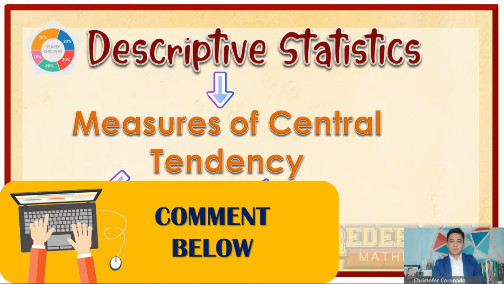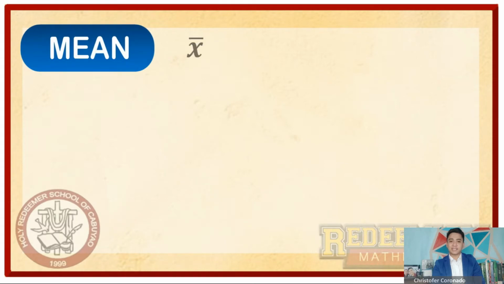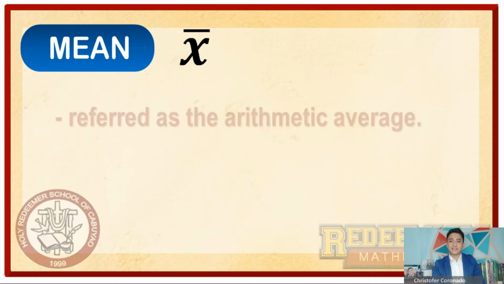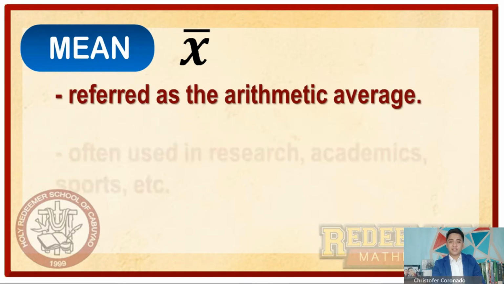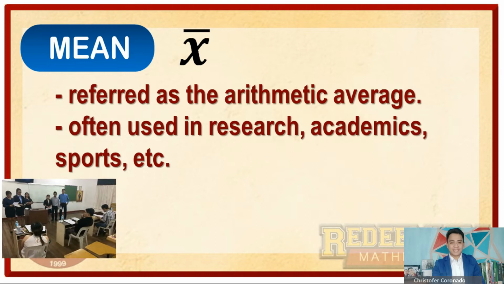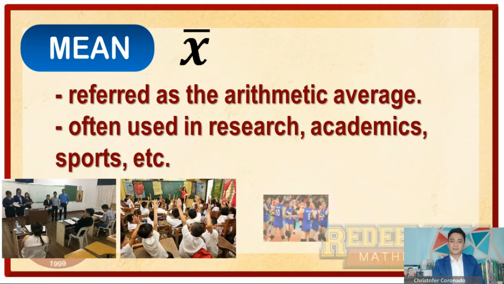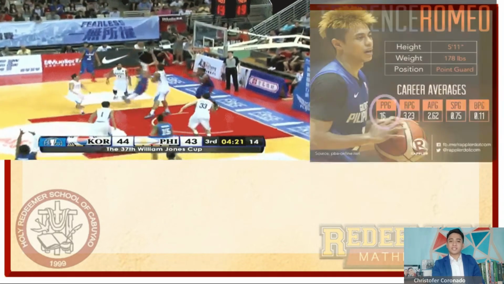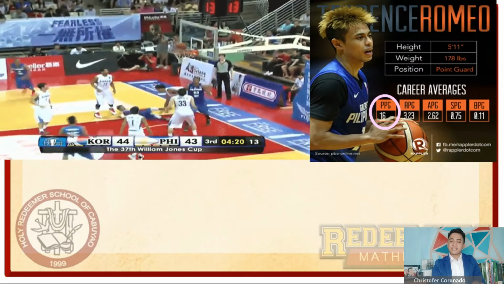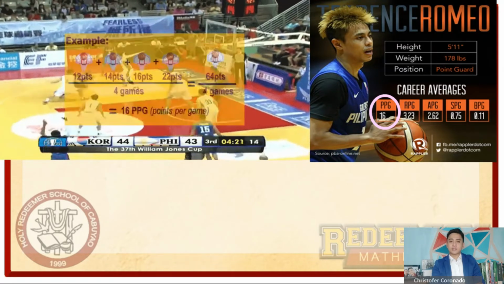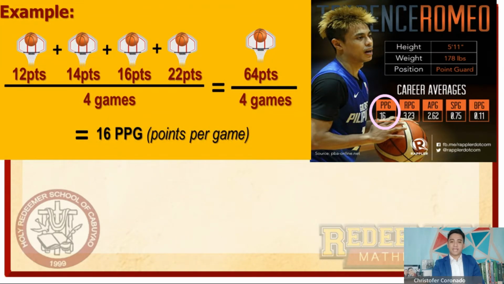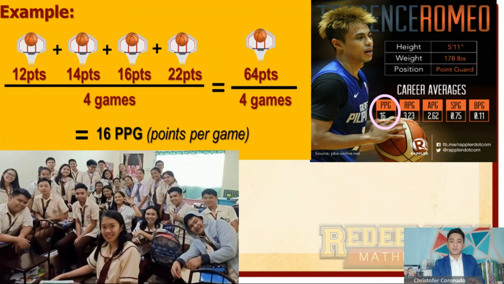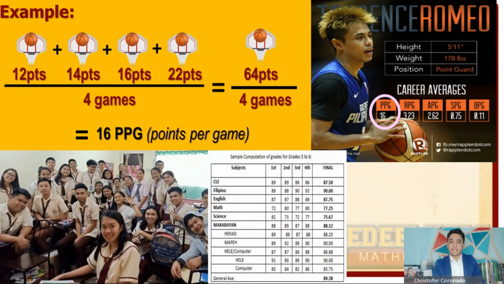Let's start with the mean. Mean is represented by the symbol x bar. Mean is commonly referred to as the arithmetic average. It is often used in research, academics, and sports. When you watch a basketball game and you see the player's points per game, that number represents the total score divided by the number of games an athlete played. In school, final grades per subject are usually a mean.